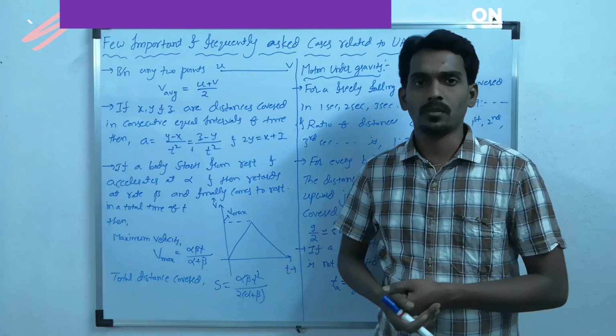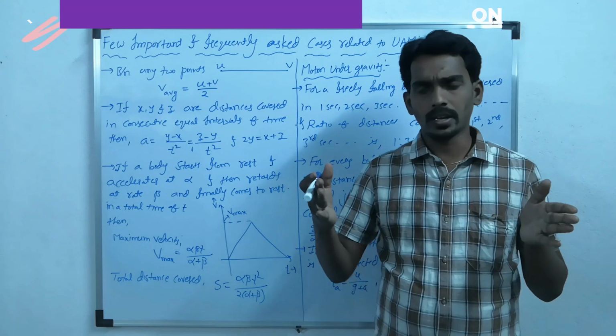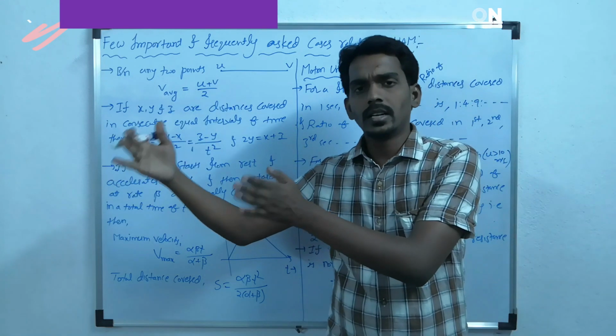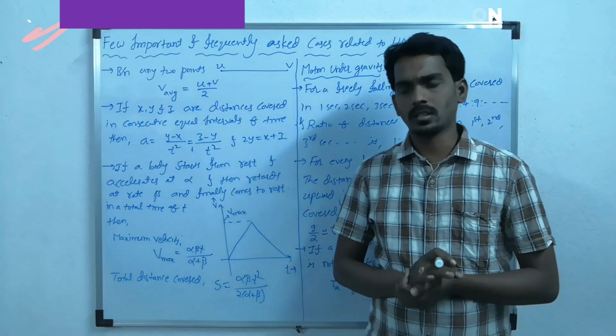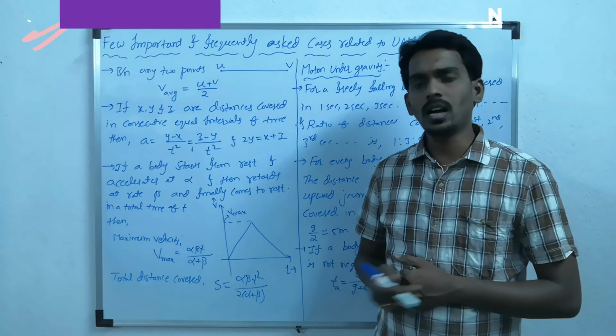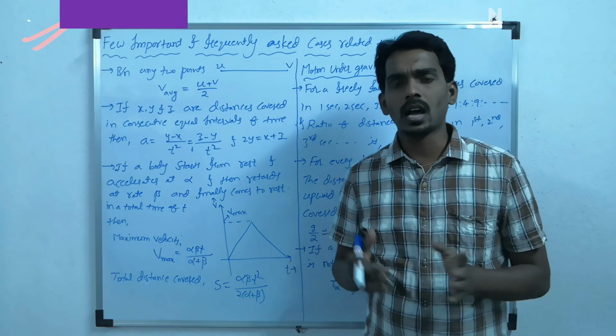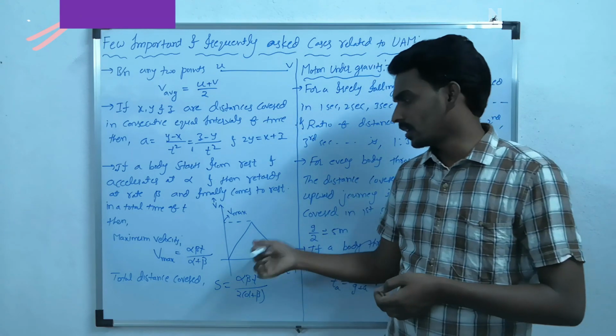Then what is the maximum velocity? Same way, you can apply the first accelerated motion equations and then the decelerated motion equations. Then you can get the maximum velocity, which is equal to alpha beta t by alpha plus beta.